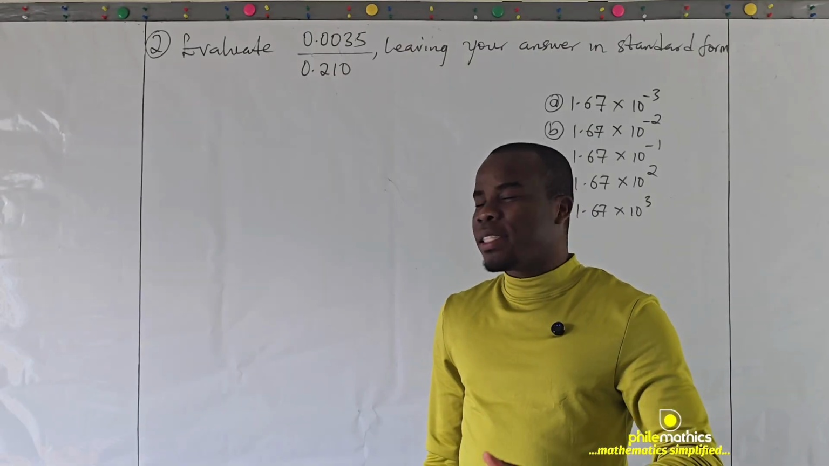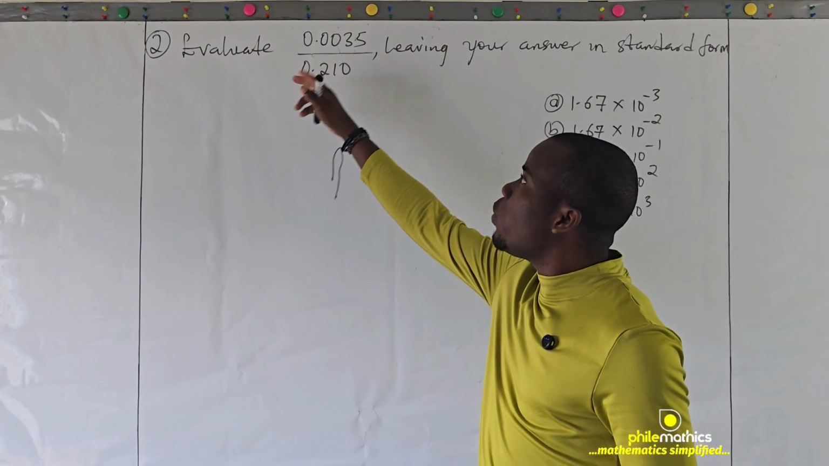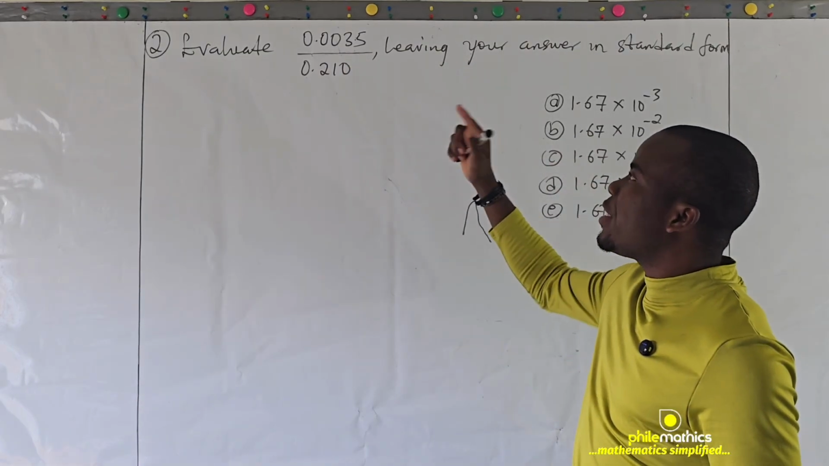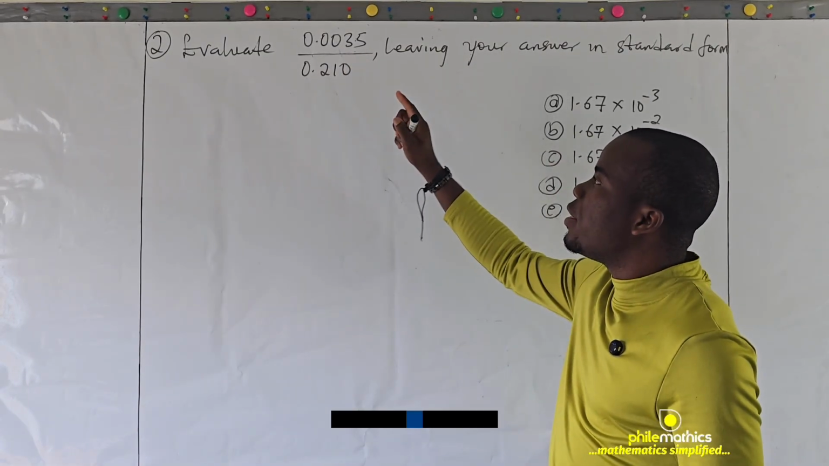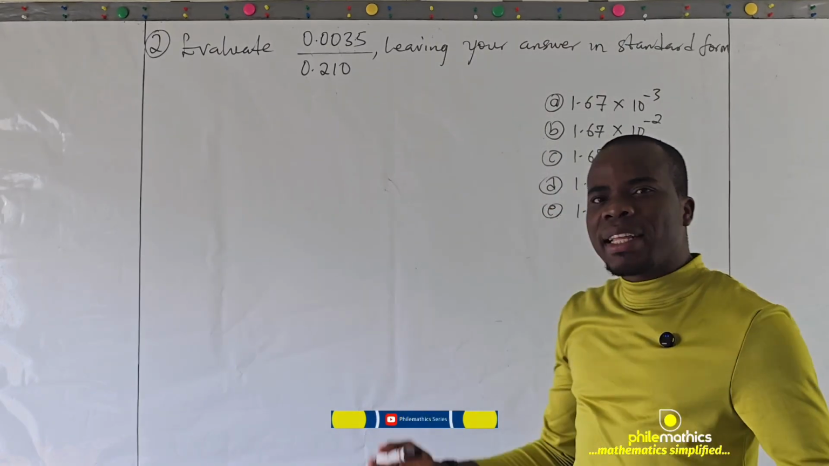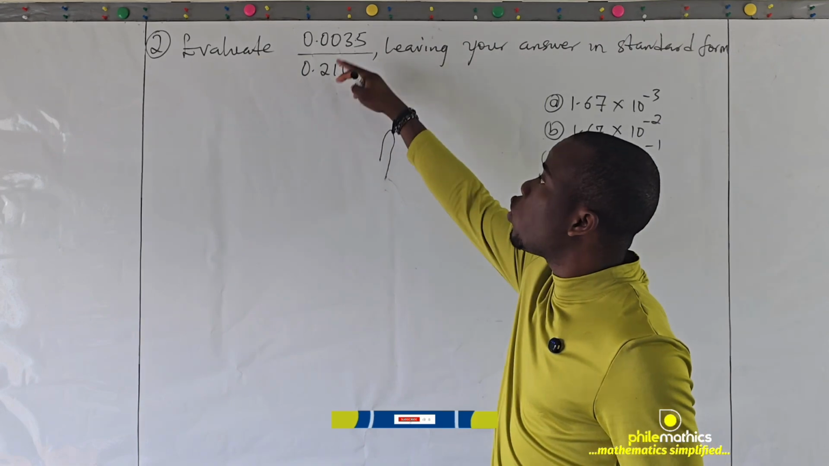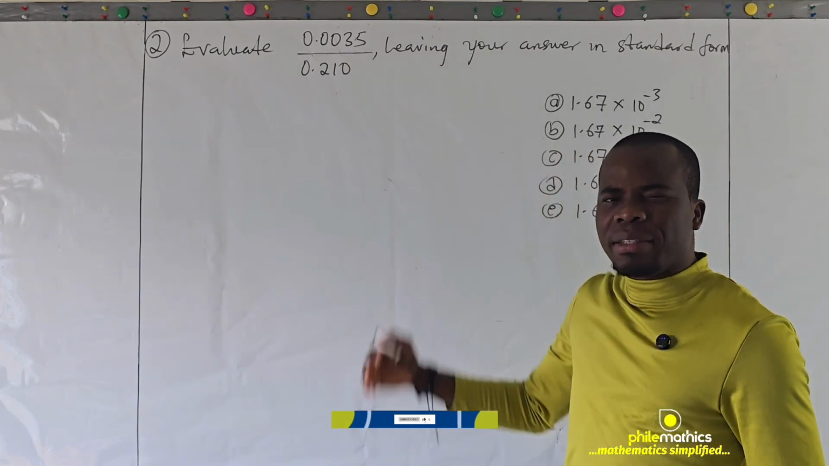2025 NECO Maths, and it's on standard form. It says evaluate 0.0035 over 0.210, leaving your answer in standard form. So what we have to do here is to convert each of them into standard form and then divide.